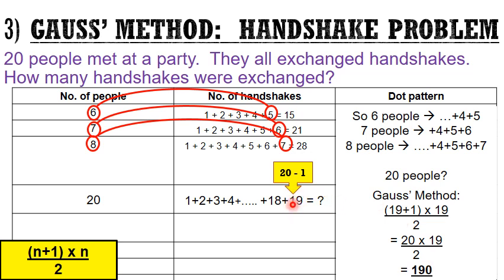So we look at this. This is my n. And then we can solve the question like this by applying the Gauss method.